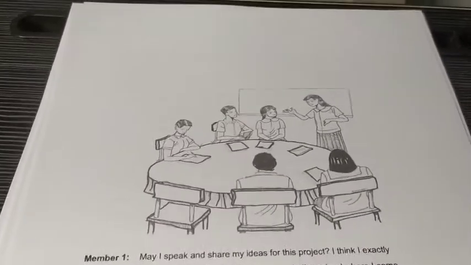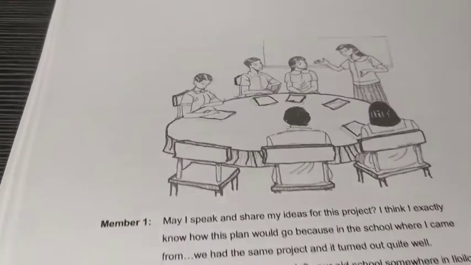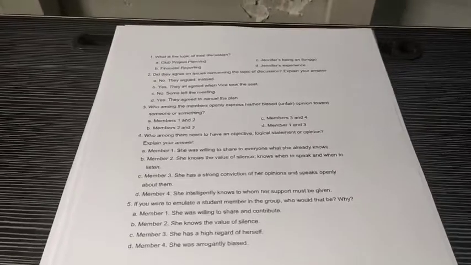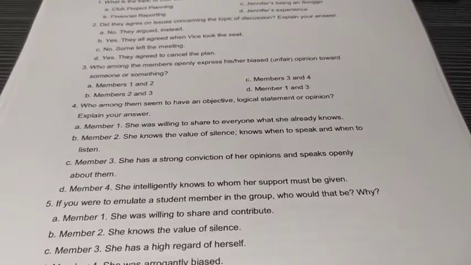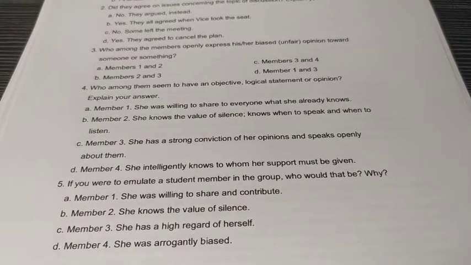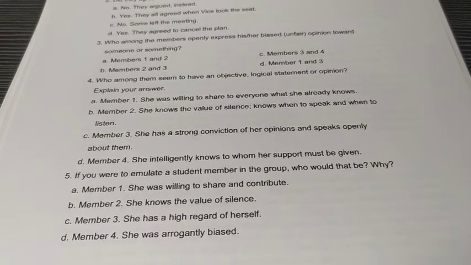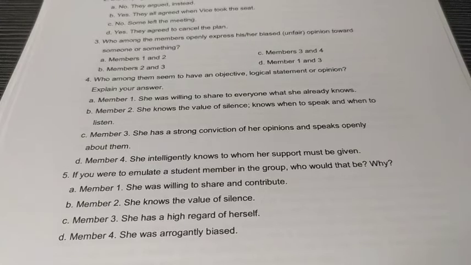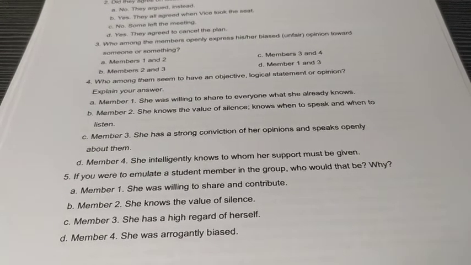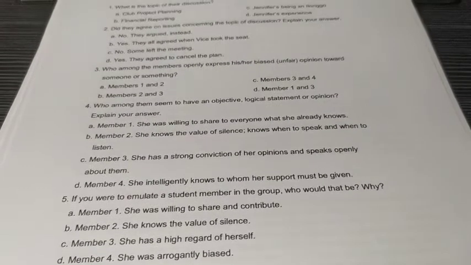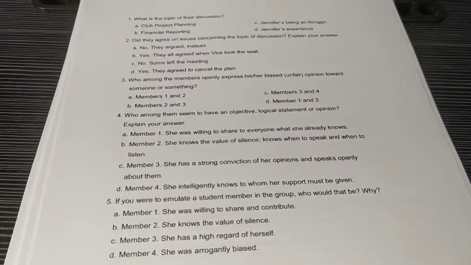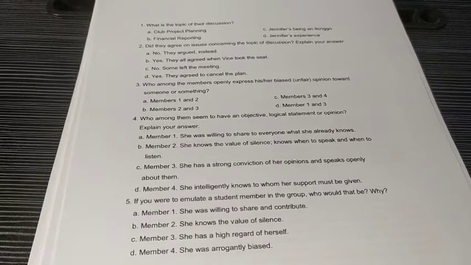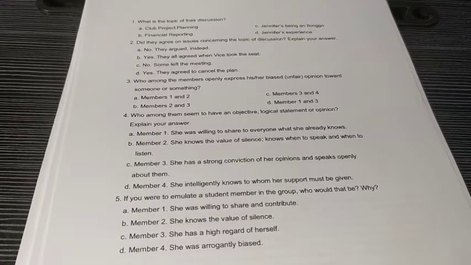As you can see in the illustration, they are having a meeting. And after that, you will answer these 5 items. What is the topic of their discussion? Did they agree? Who among the members openly expressed their opinion? Who among them seems to have an objective, logical statement or opinion? If you were to emulate a student member in the group, who would that be and why? You will answer that based on what you have understood and what you have learned from that dialogue.